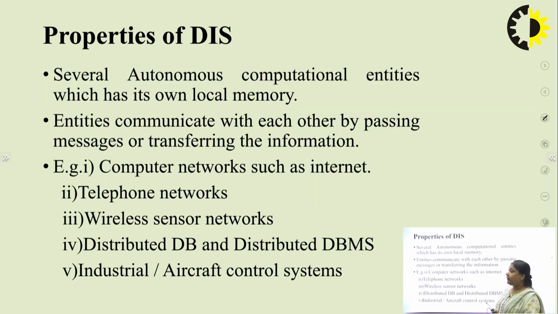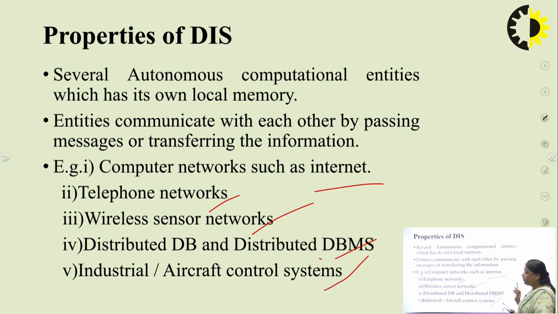Now, what are the properties of a distributed information system? Several autonomous computational entities, each of which has its own local memory. Entities communicate with each other by passing messages or transferring information. We can have multiple types of networks, such as the internet, telephone networks, wireless sensor networks, distributed databases, industrial aircraft control systems.